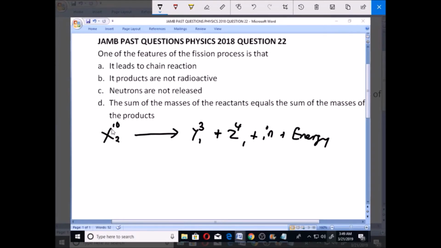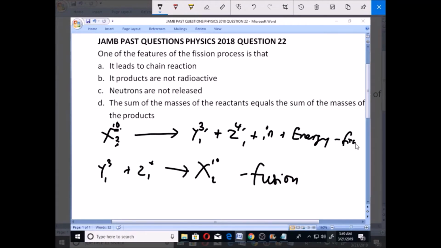Once you have the atomic number and the mass number here bigger than the ones here, we call it fission. But in a case where we have these smaller ones by this side coming together to form the bigger one by this side, we call it fusion. These are the two types of nuclear reactions that we have: nuclear fission and nuclear fusion. So when it's fission, we're talking about the big one splitting into smaller ones. But when the smaller ones come together to form the big one, we call it fusion.